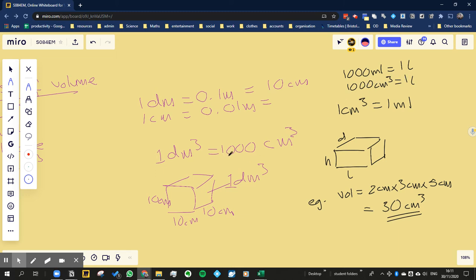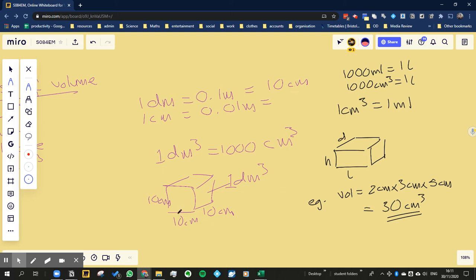Why is it 1 decimeter cubed is equal to 1,000 centimeters cubed? Well, because 1 decimeter is equal to 0.1 meter. That's what a decimeter means. A deci means 1/10 of, like a centi means 1/100th of. So 1 decimeter is 0.1 meters, which means 10 centimeters.